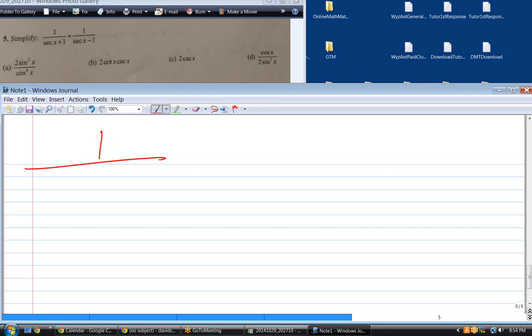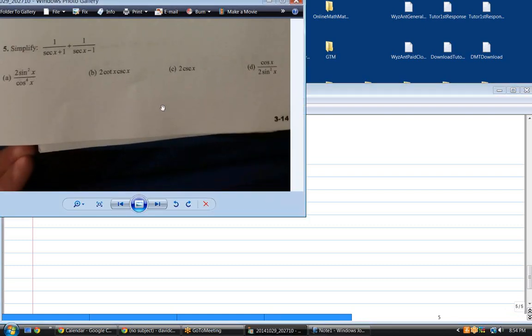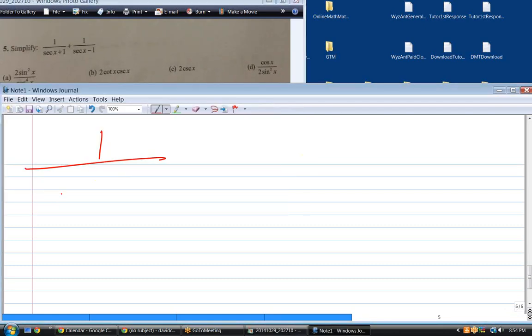All right. Is this the last one? Yeah, on this page it is. Okay. But we probably won't have time to get to the next one.